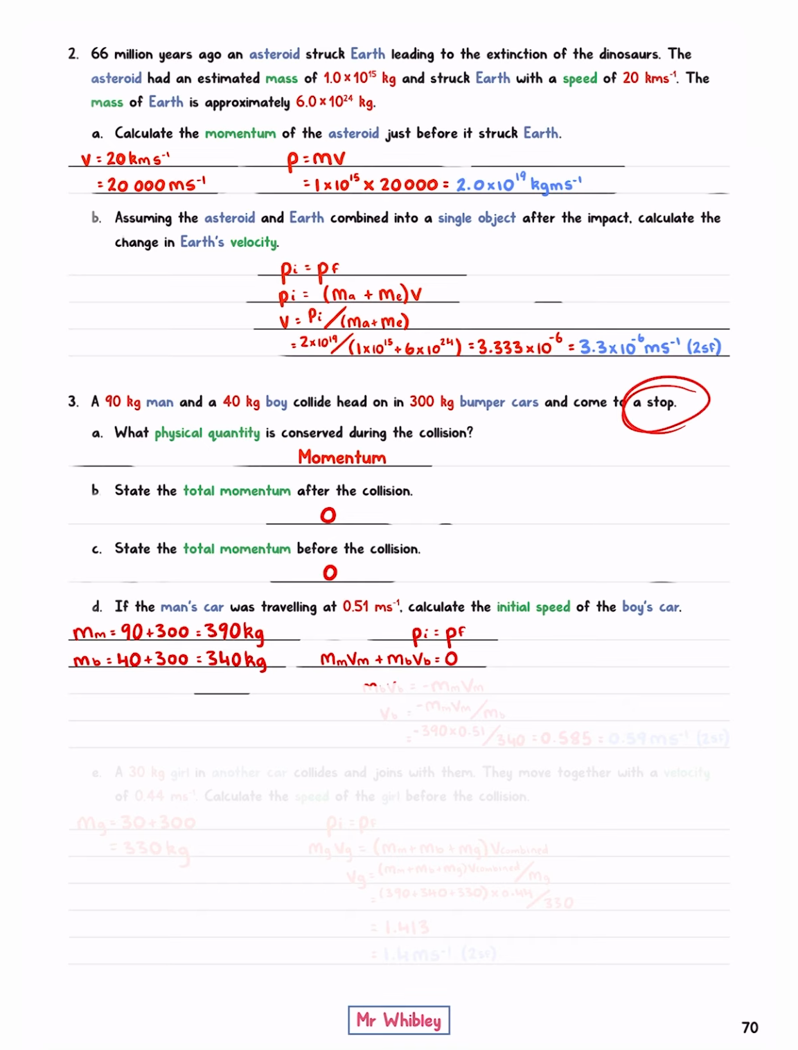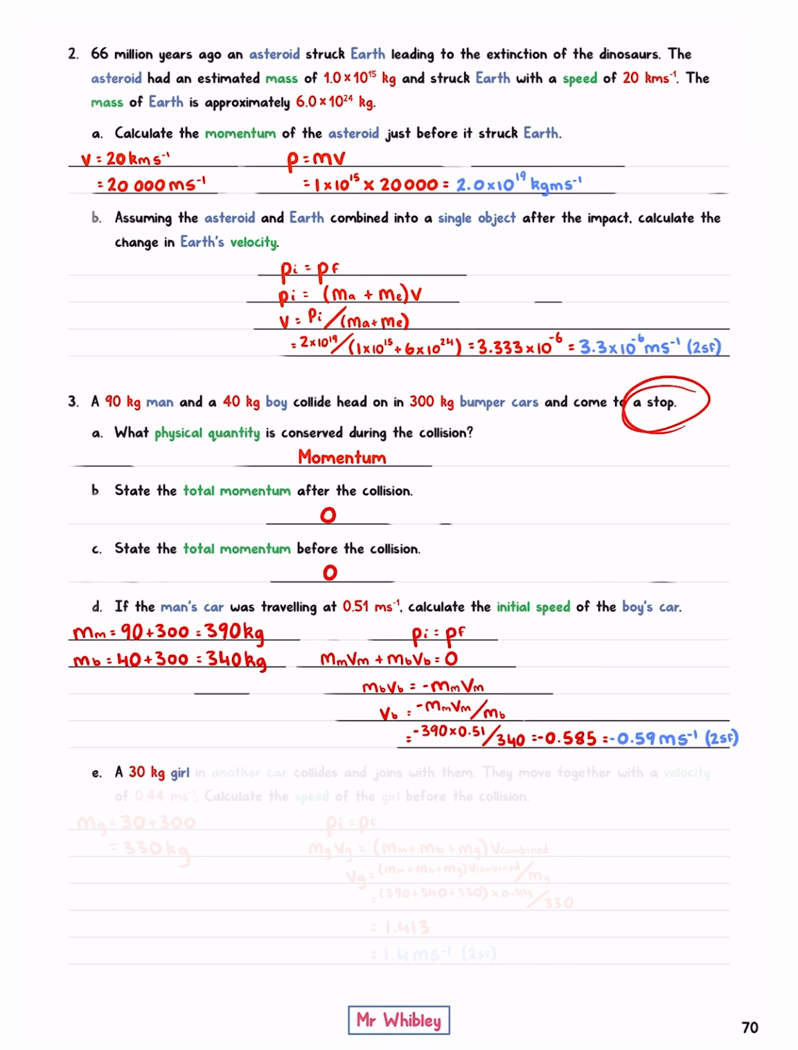Solving for the velocity of the boy by first subtracting vm from both sides and then dividing both sides by mb. Putting our numbers in gives me negative 0.585, or negative 0.59 meters per second to two significant figures.